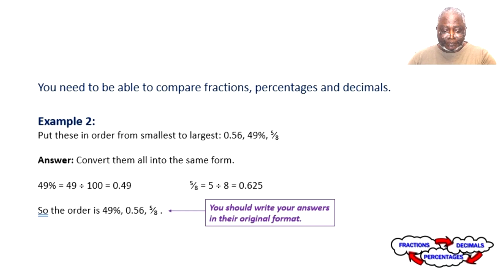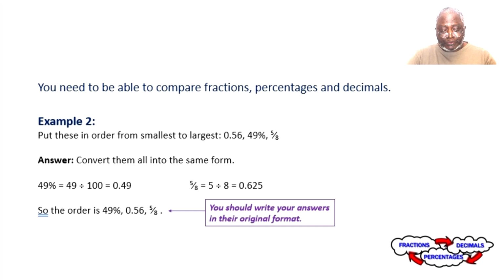A decimal. So 49% is equal to 49 divided by 100, which is 0.49. 5/8 is a division sum. Just divide it and you'll have 0.625. So you can compare.